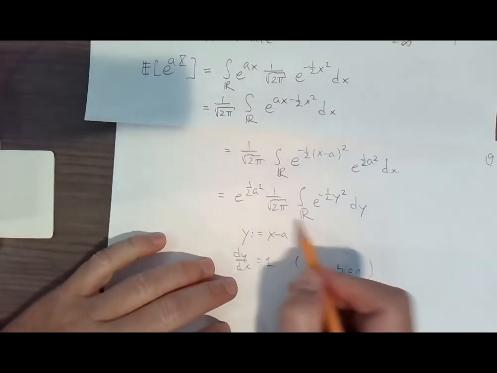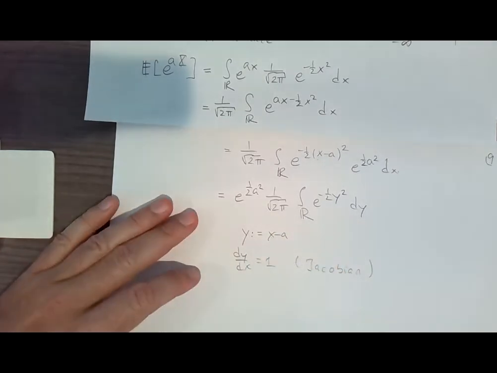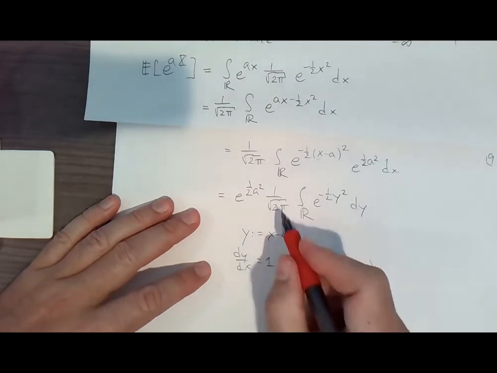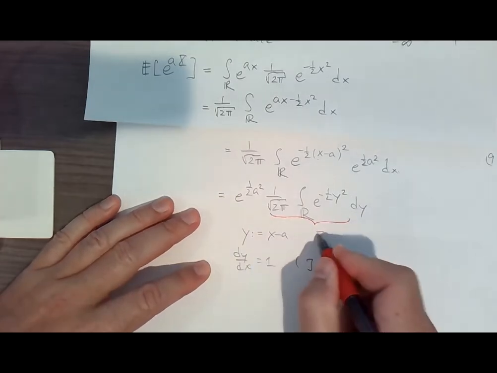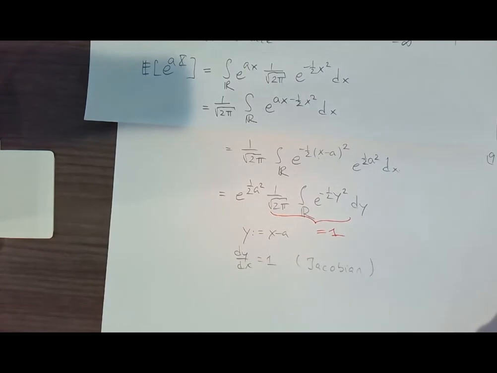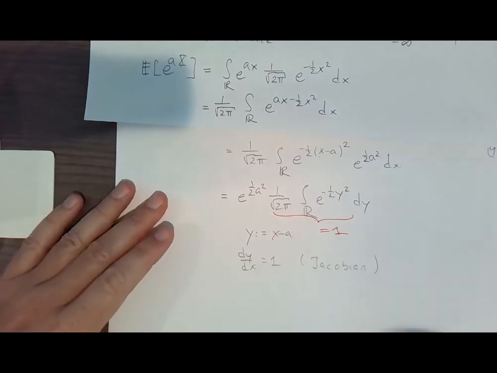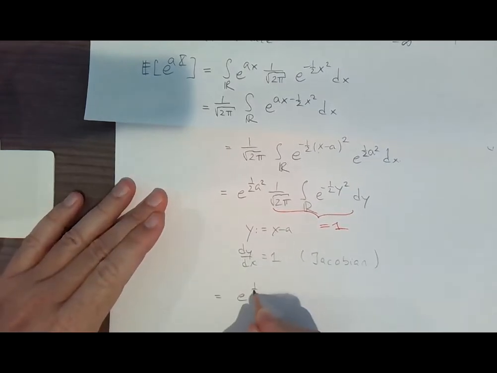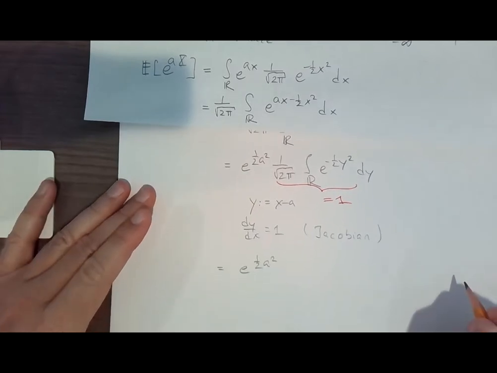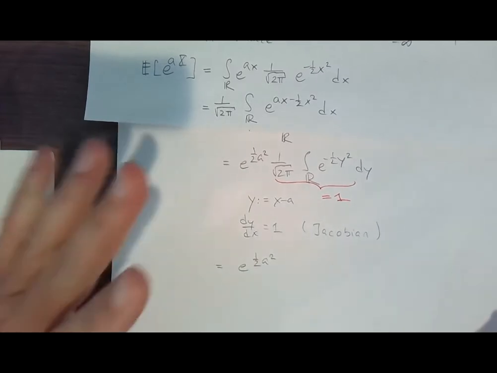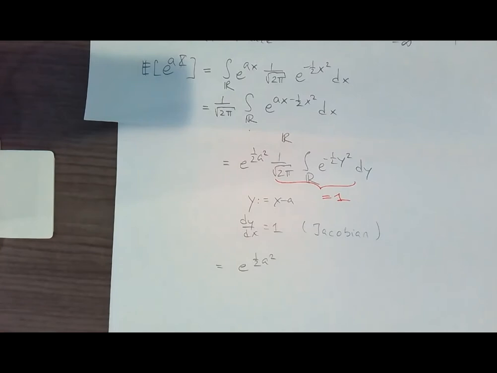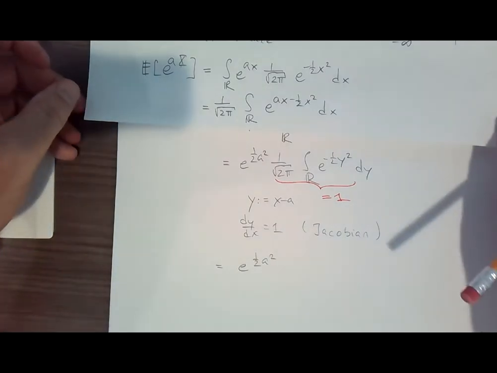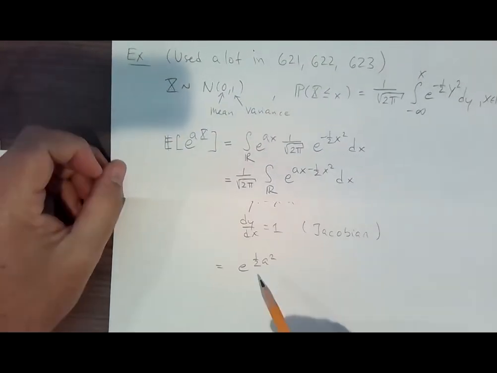And so here I have an integral of the density function. This integral here is equal to 1. And so I'm left with this expression, e to the 1/2 a squared. And this was also what Mathematica got. So I'm comfortable that this here is the moment generating function for the normal.